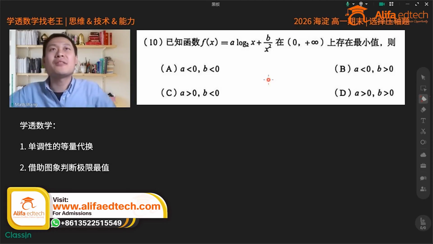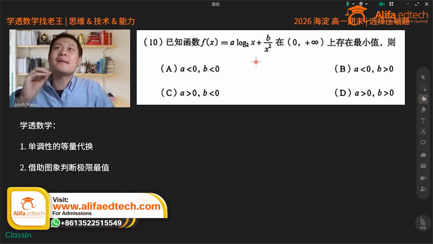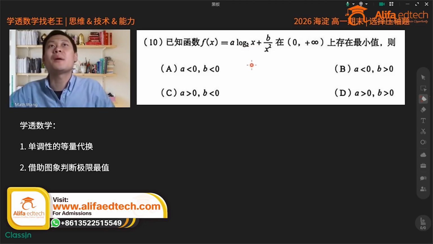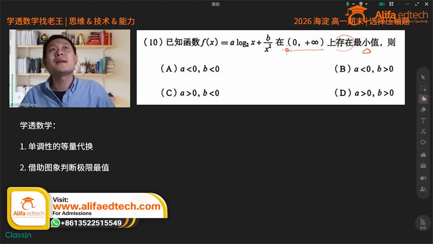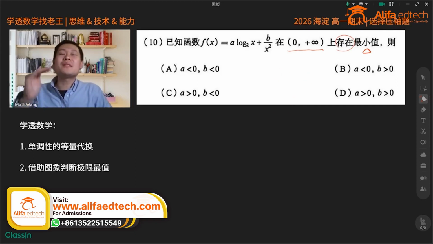What makes this question difficult? The difficulty lies in the fact that it involves several parameters, and when these two general functions are combined, many students don't know how to judge the problem. It says that there exists a minimum value on the interval from 0 to positive infinity. Let's think about it. What does the extremum of a function depend on? It definitely depends on monotonicity. So next, we'll substitute options A, B, C, and D one by one to study the monotonicity of this function.